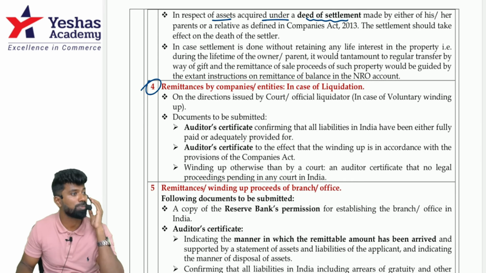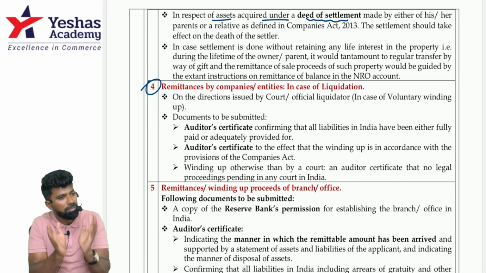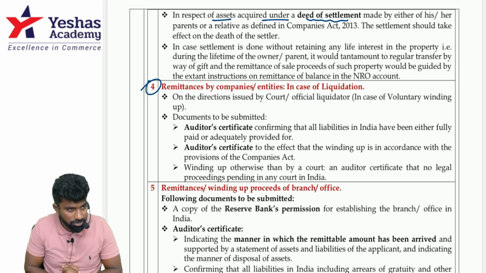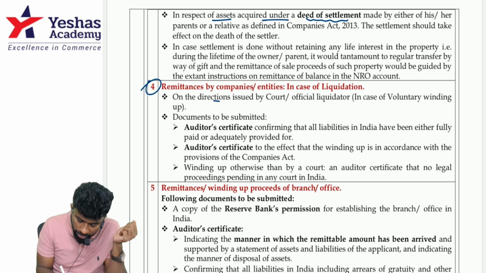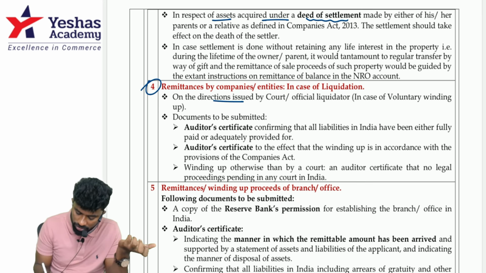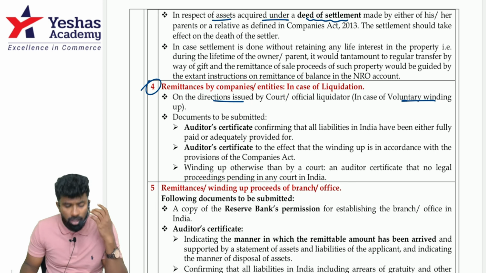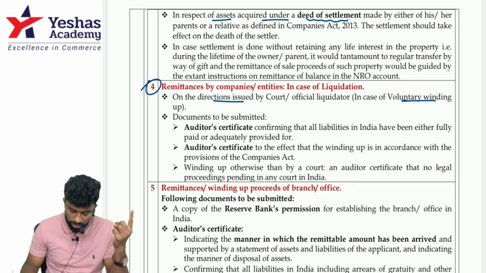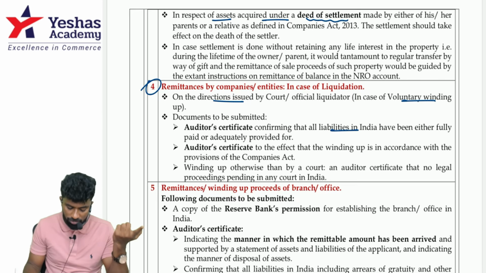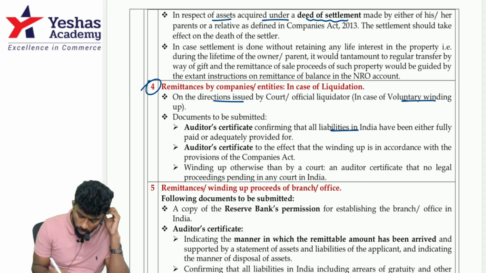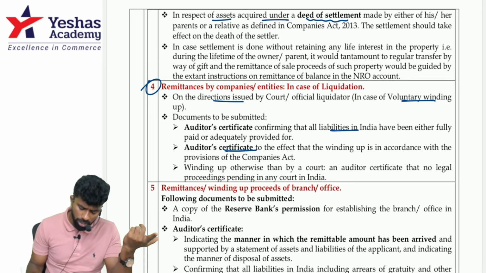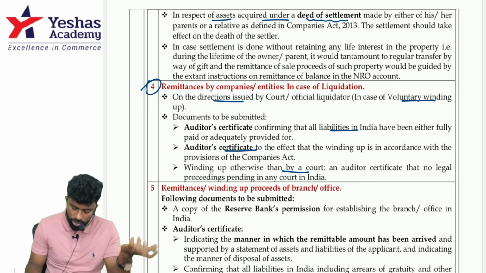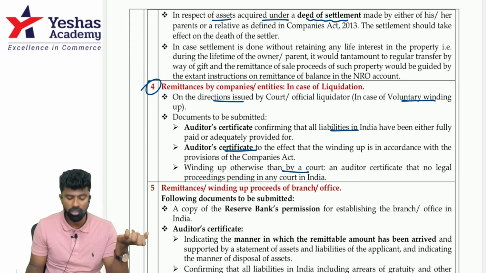Next one, remittance by companies. Can companies remit money outside India? Yes, but there is a condition. What are the conditions to be satisfied? On the directions issued by the court or official liquidator in case of voluntary winding up. Documents to be submitted: an auditor certificate confirming that liabilities in India have been either fully paid or adequately provided for; an auditor certificate to the effect that winding up is in accordance with the provisions of the Companies Act, or winding up otherwise than by the court; and an auditor certificate that no legal proceedings are pending in court in India.